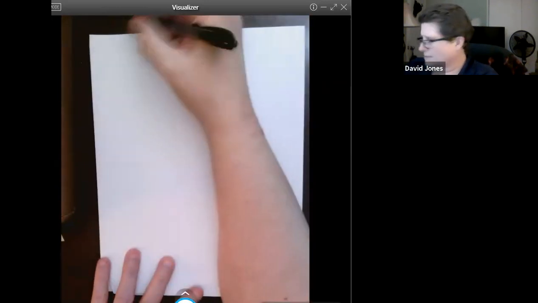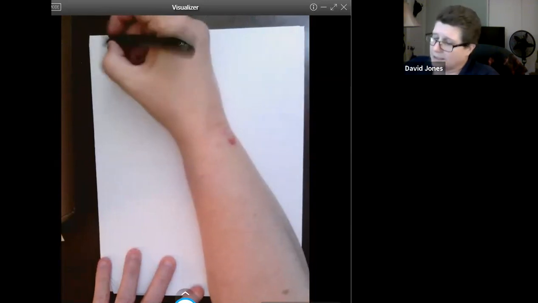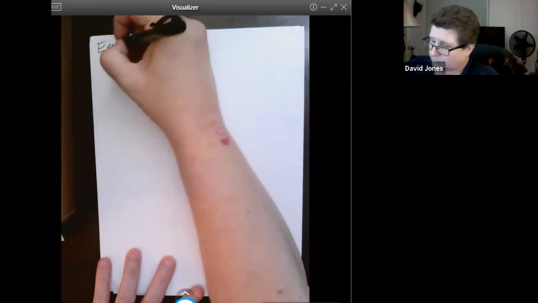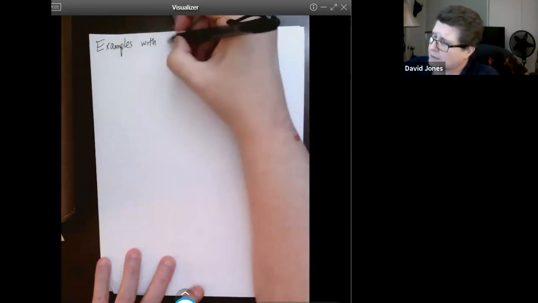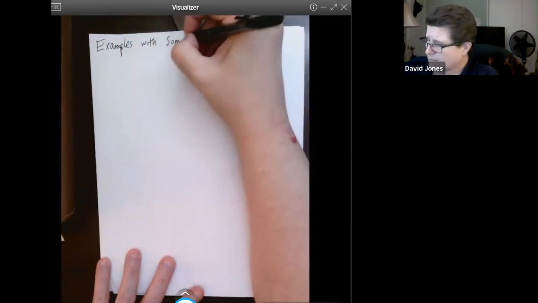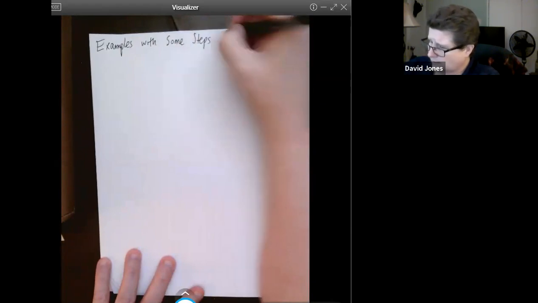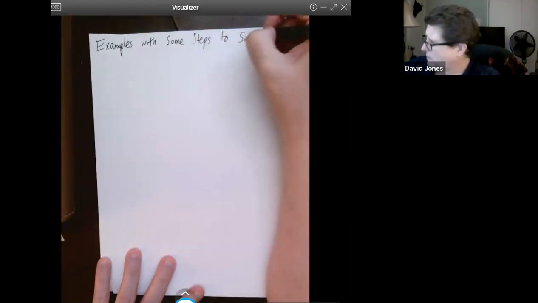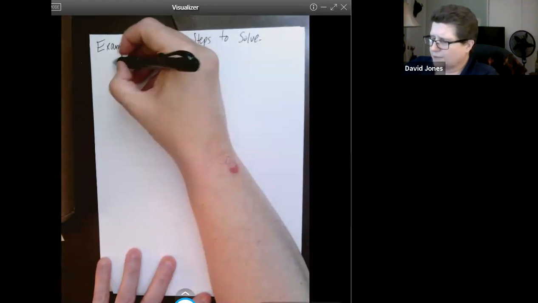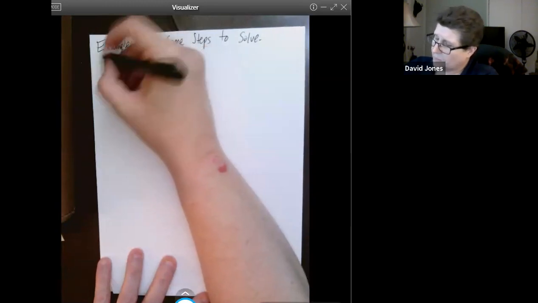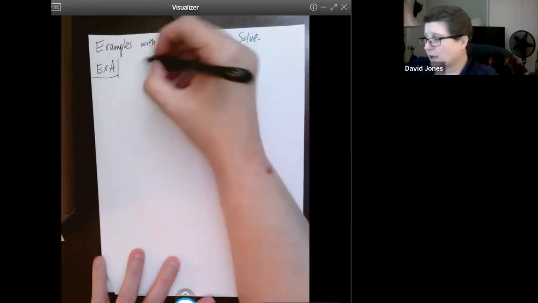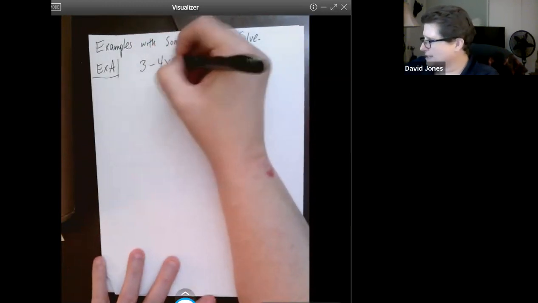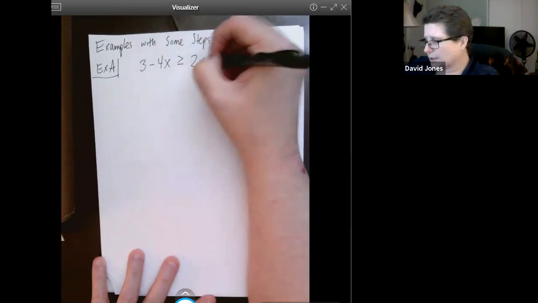So let's do some examples with work in them. Some steps to solve. Let's start off with our first example. I'll go with example A now that we're doing some actual work. 3 minus 4x is greater than or equal to 2x plus 8.